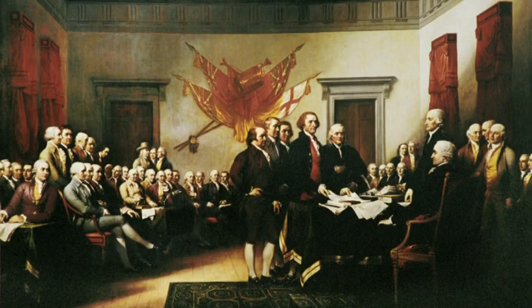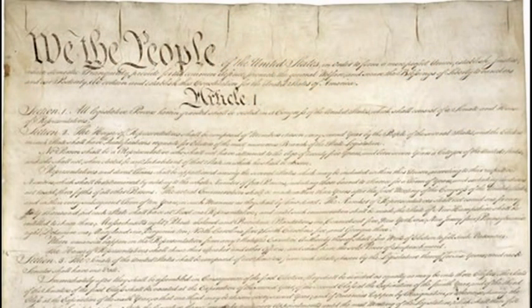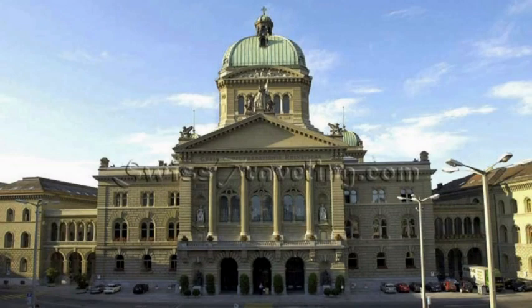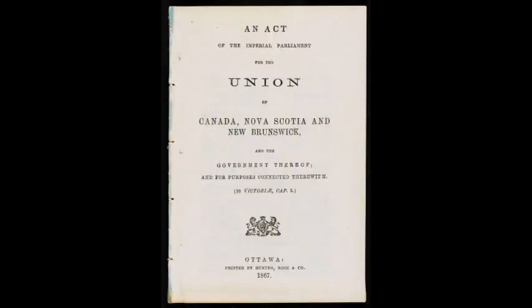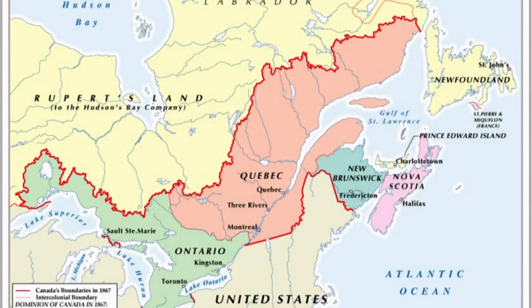The first federal countries were the United States and Switzerland. The United States created its federal constitution in 1789, and it's still in force today. Switzerland adopted a federal constitution in 1848. Canada followed in 1867, when 3 British colonies came together. One split into the provinces of Quebec and Ontario to make 4 provinces in all.